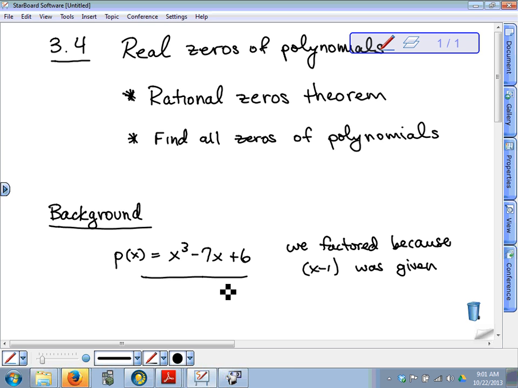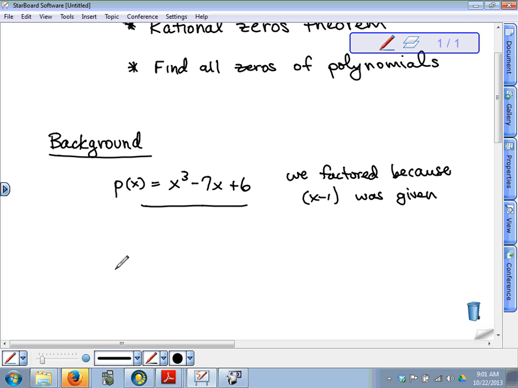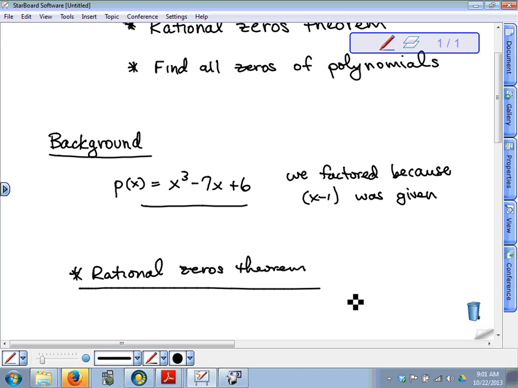This first objective is called the rational zeros theorem. This rational zeros theorem will give you a list of numbers that have the potential to be factors. You have to go through each one and test them to see if they actually are. No, it's not the quickest way. It's the way that we're going to have to do it, though. So let's talk about the rational zeros theorem.